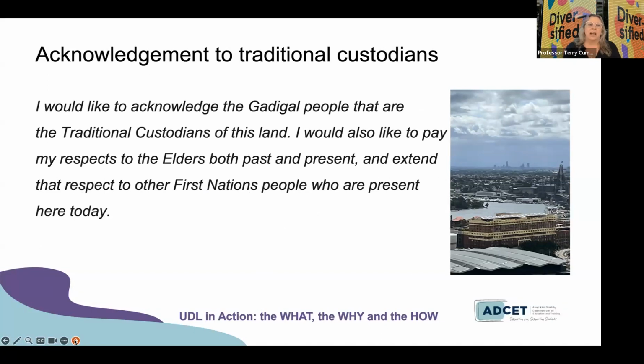Before I get started, I would like to acknowledge the Gadigal people that are the traditional custodians of this land. I'd also like to pay my respects to the elders, both past and present, and extend that respect to other First Nations people who are present here today. And I just feel so fortunate to be presenting from where I'm presenting today, which is actually the balcony of my residence. And that picture on the slide is my view at the moment.